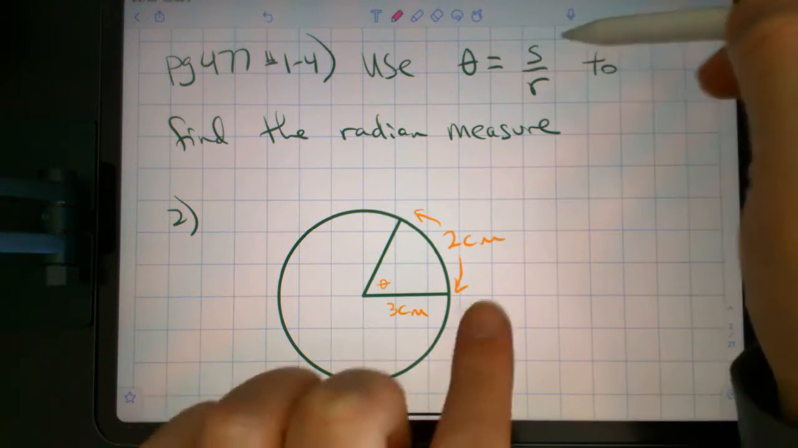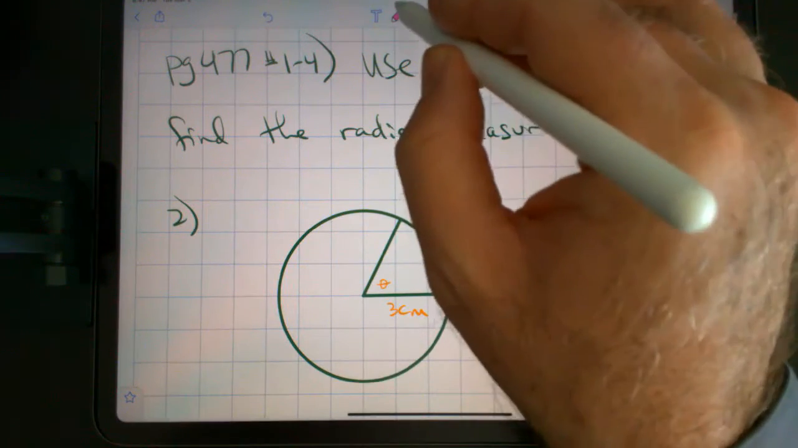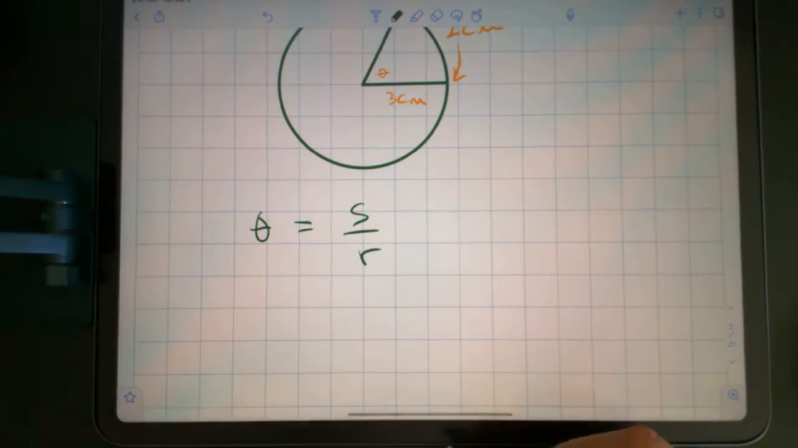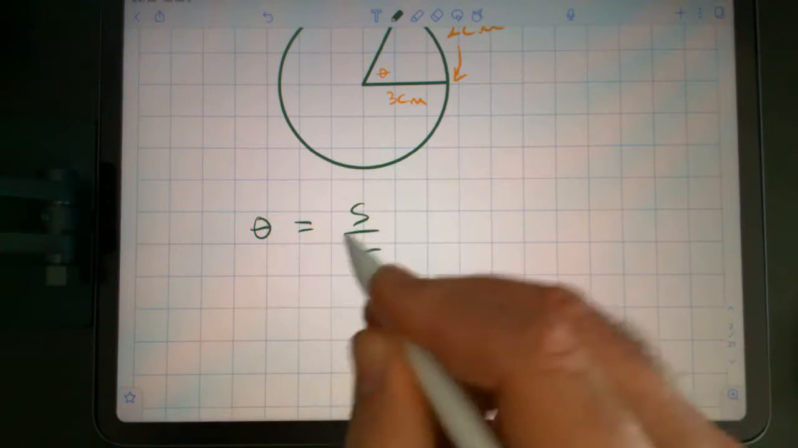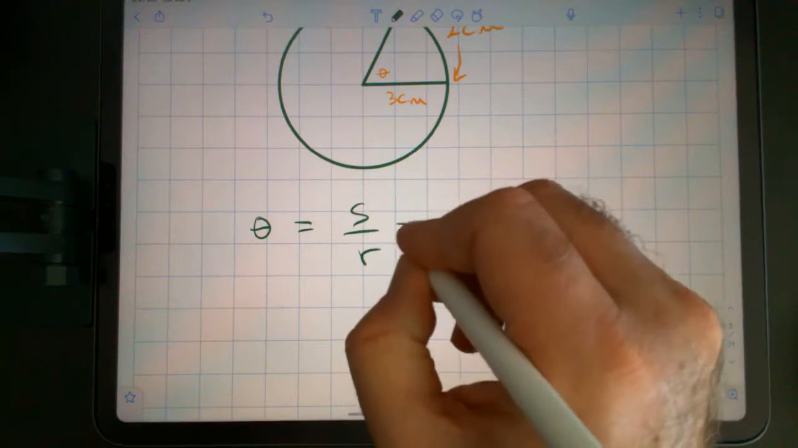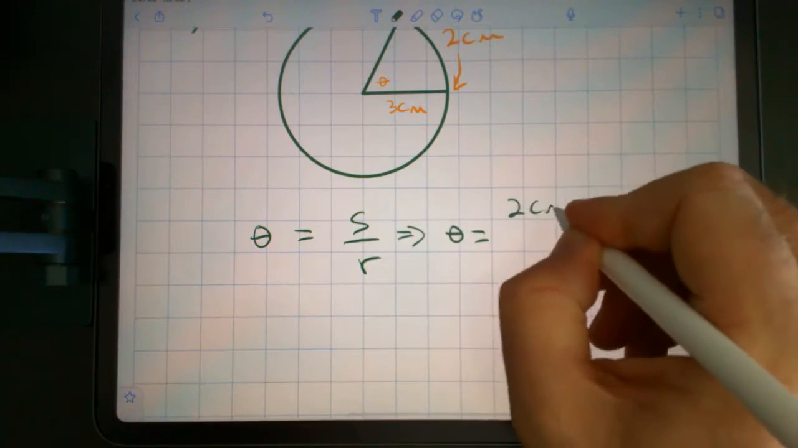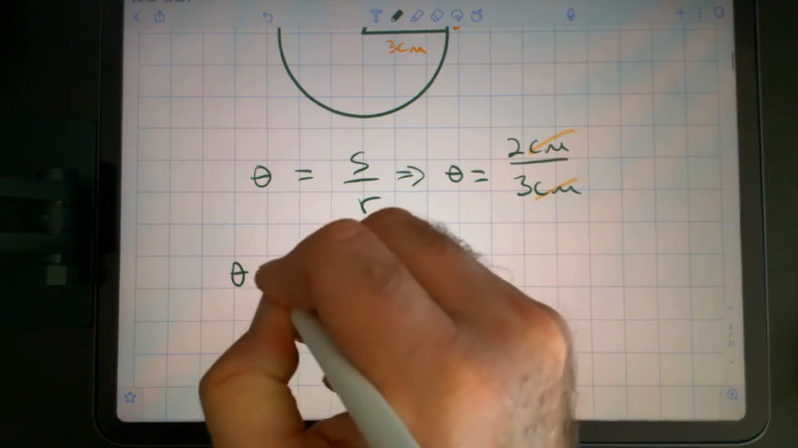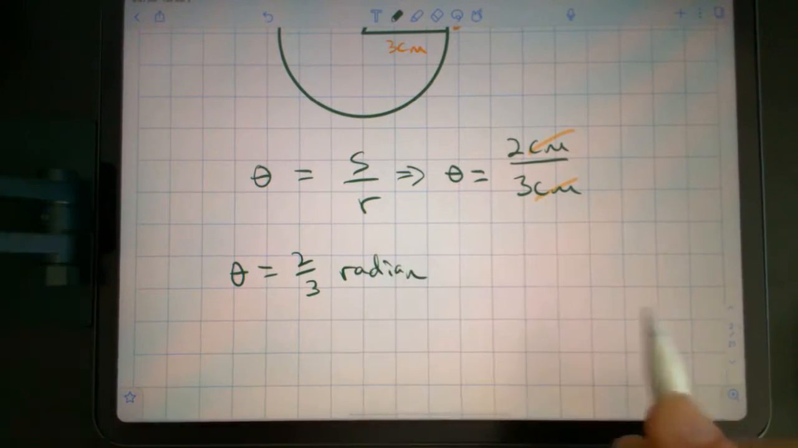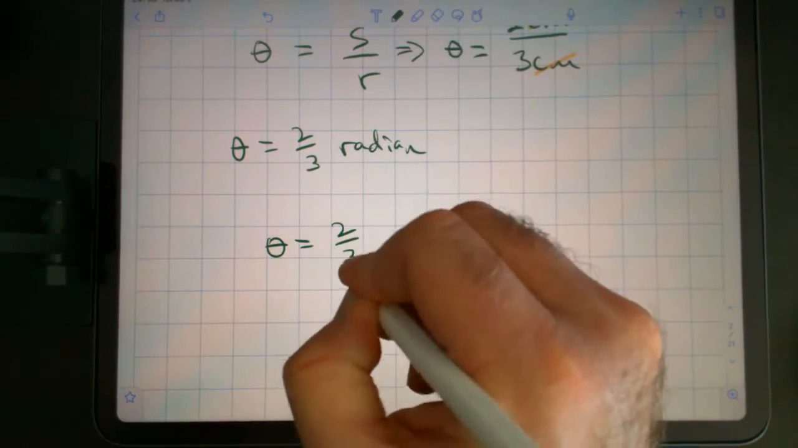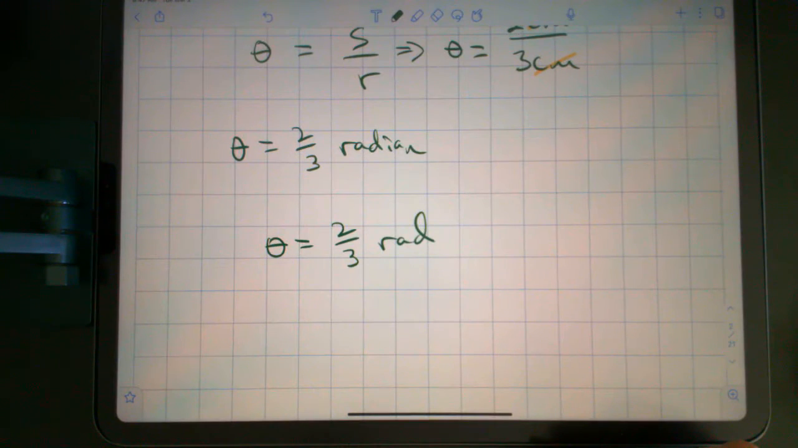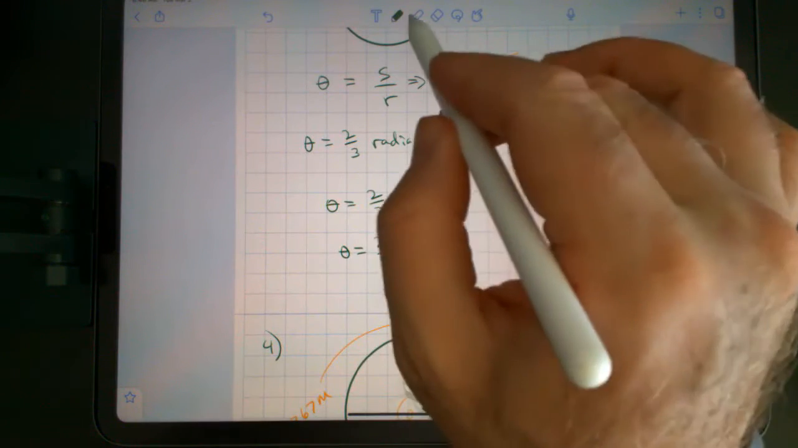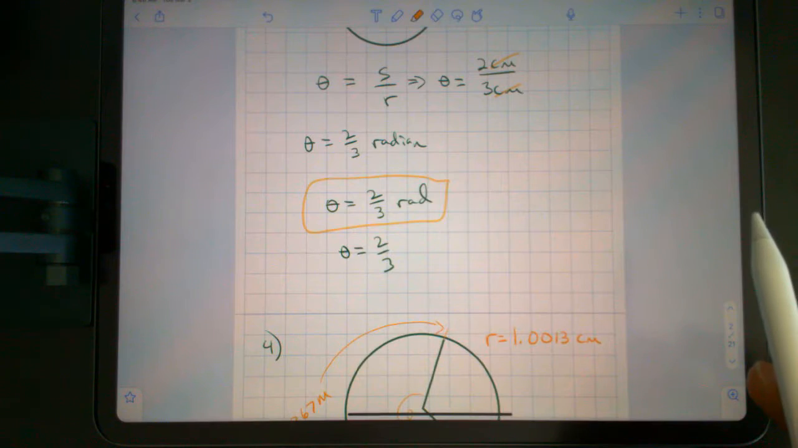For problem 2, we need to find the radian measure. Theta equals the side length divided by the radius. It's wonderful if you can write your formulas down as you use them, because the more you write them down, the more they'll go into your memory. So theta is equal to 2 centimeters divided by 3 centimeters. The units simplify, so that theta is equal to 2/3 radian. You can also say theta is equal to 2/3 rad, and I have seen it also as just plain 2/3 without the units at the end, but I would ask you to do one or the other. Include your units.